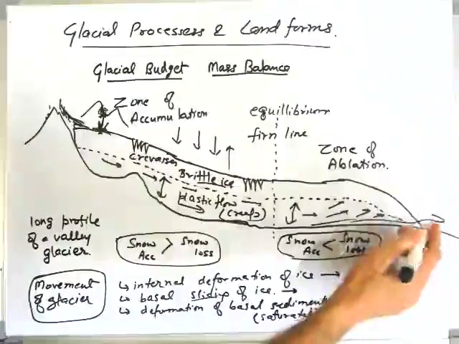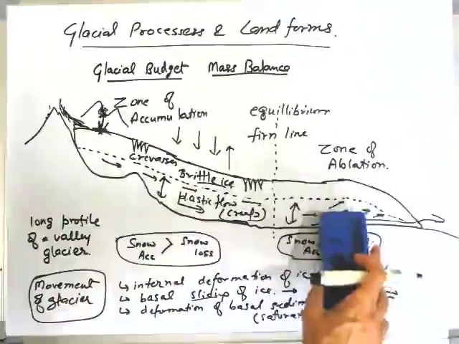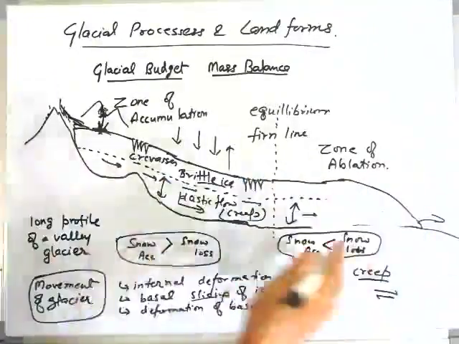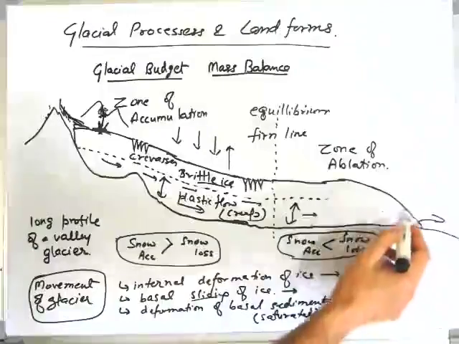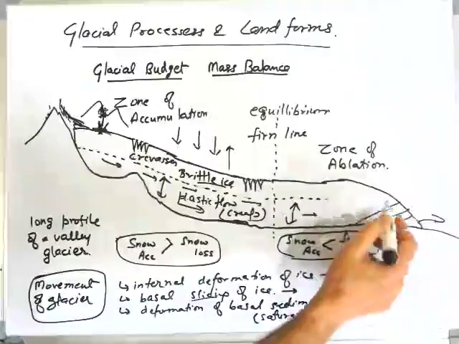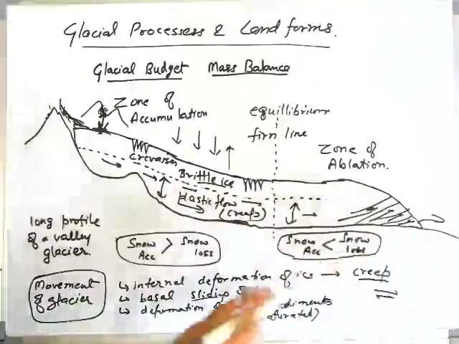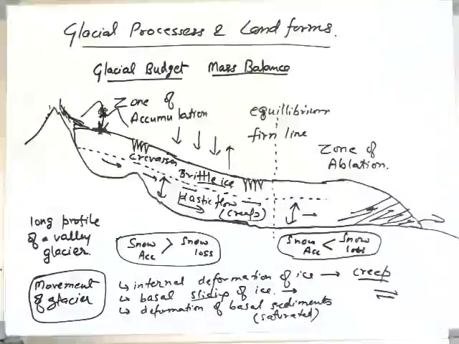Here usually we have small thrust faults through which the basal ice emerges to the snout or the front portion of the glacier.